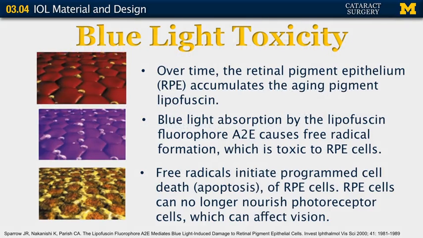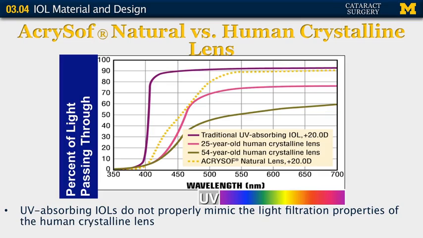As we age, the retinal pigment epithelium tends to accumulate pigment called lipofuscin. Lipofuscin does absorb blue light, and when it does, free radicals are formed. This is known to be toxic to the retinal pigment epithelial cells. These free radicals lead to death of these cells, and they're no longer available to nourish the photoreceptor cells in our maculas. This is thought to perhaps lead to macular degeneration. Therefore, it may be desirable to block blue light absorption in the retina. The Alcon Acrosoft natural lens is designed to mimic the blue light filtering properties of a middle-aged human crystalline lens.